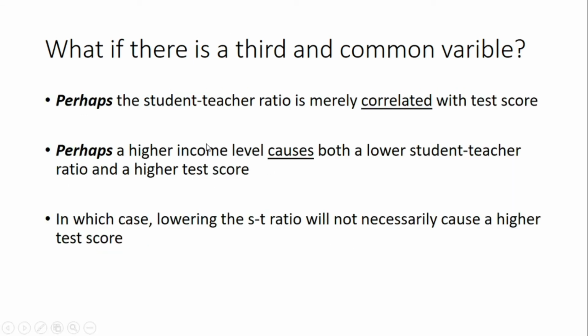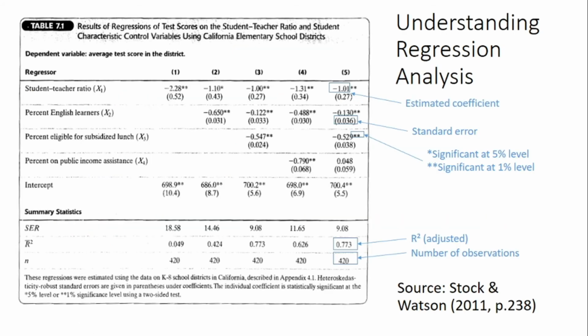So that's all summarized here. If we don't take these things into account, lowering the student-teacher ratio will not necessarily cause a higher test score, and we will be misinforming and misguiding our governor.